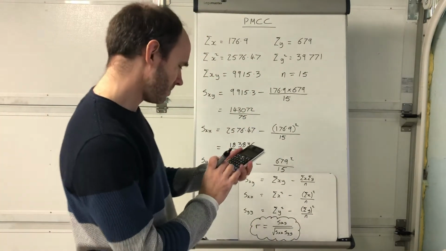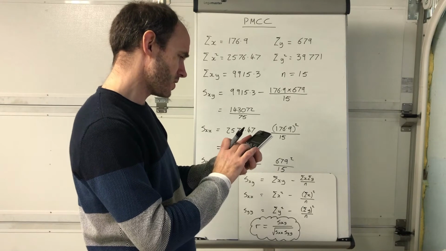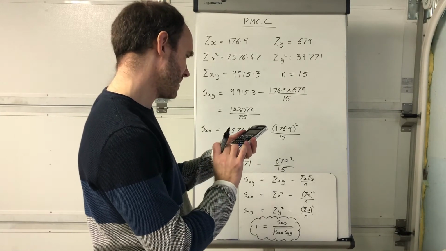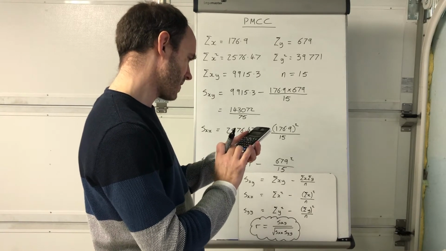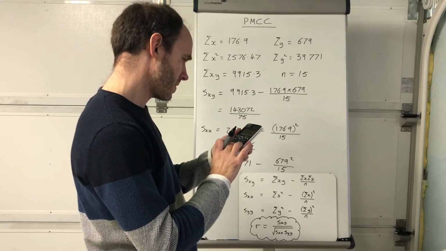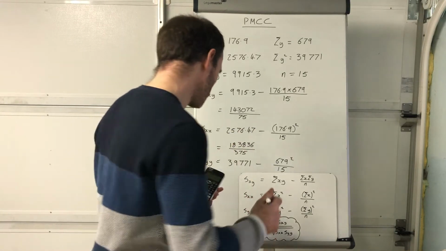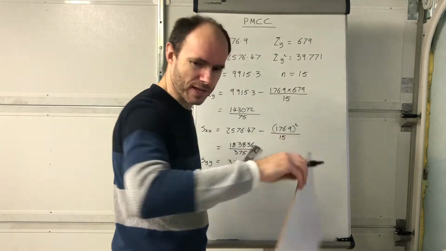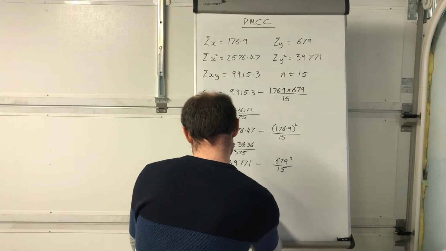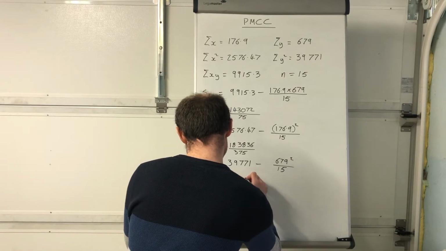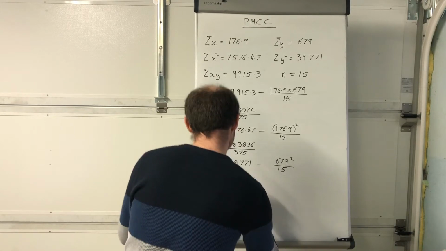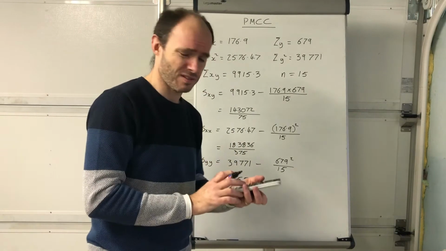I'm just going to work out what that is. 679 squared, divided by 15, and leave it negative, add on 39,771. Slightly nicer number, but still all right as a fraction. Let's just put that safely there. So that's 135,524 all over 15. And that's lovely, isn't it?